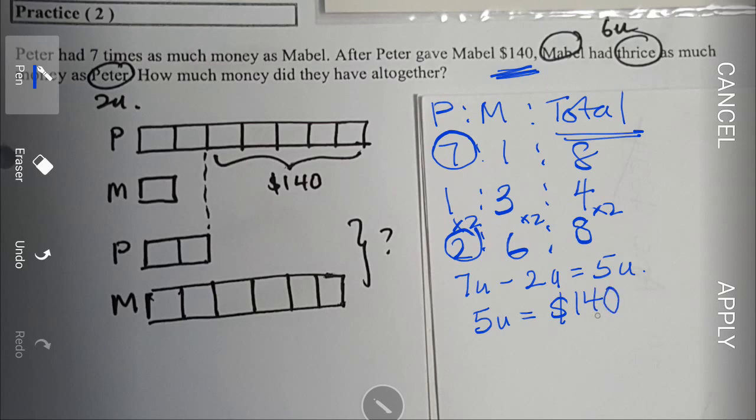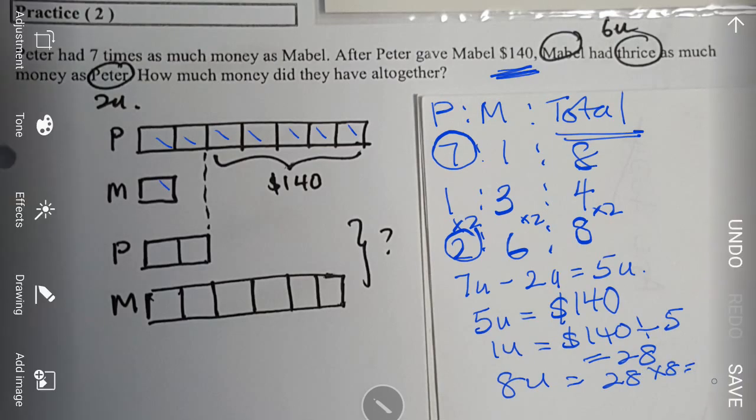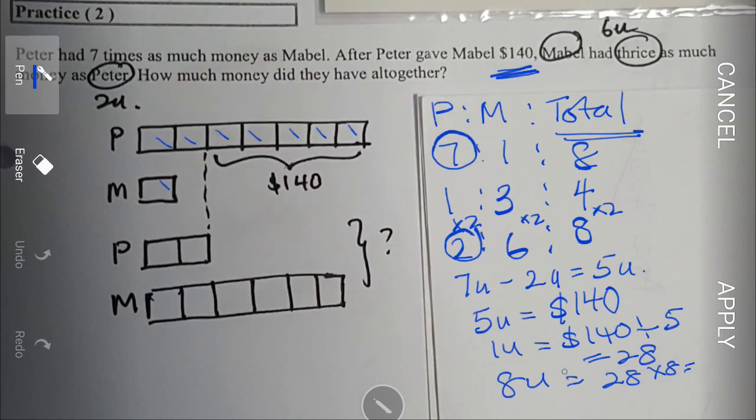What are we searching for? How much money they have all together, which is 8 units, right? If you count everything, 1, 2, 3, 4, 5, 6, 7, 8. There's a total of 8 units. Therefore, 1 unit equals to 140 divided by 5. You will get 28. 8 units, you will find that it's 28 times 8. Sorry, you will get 224, right?